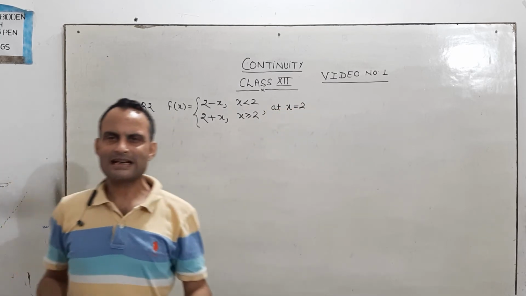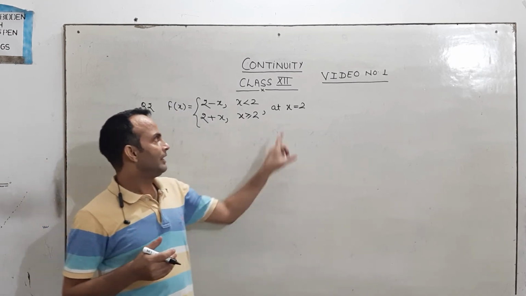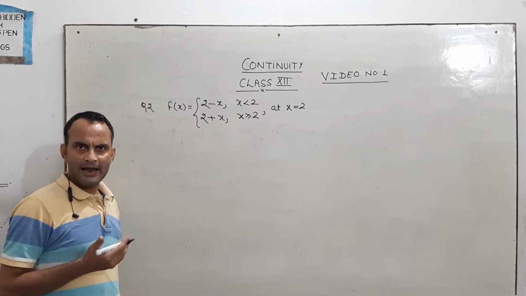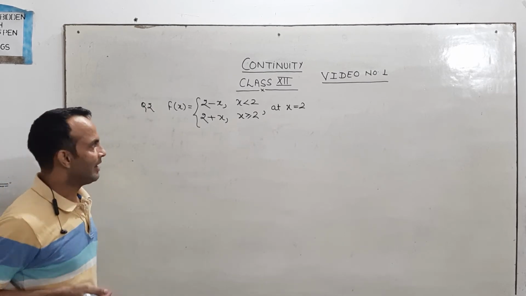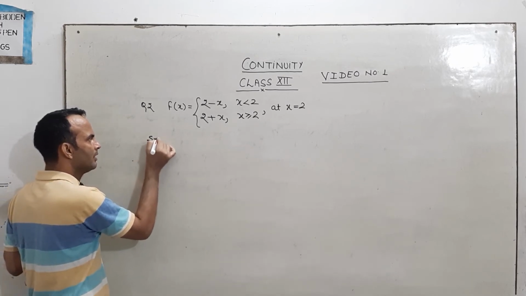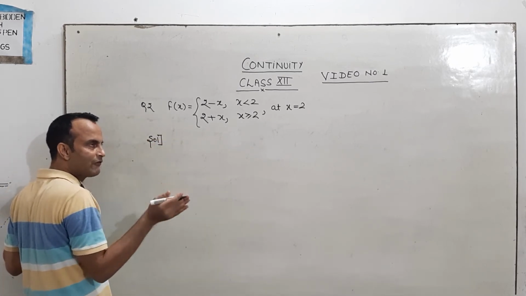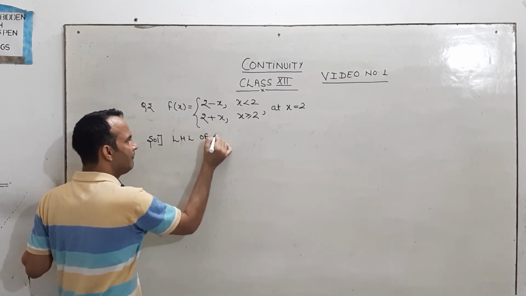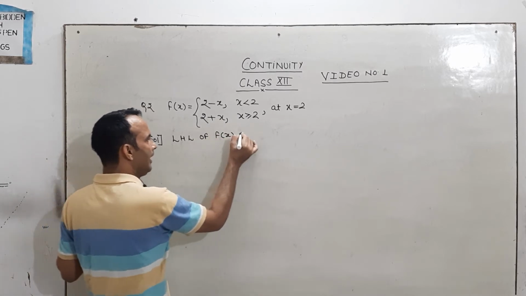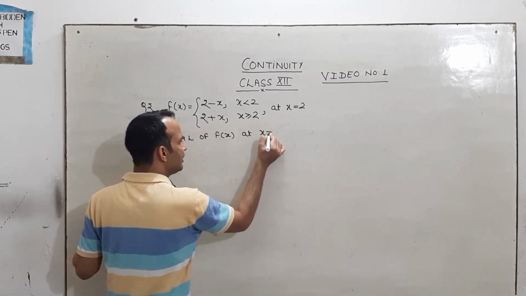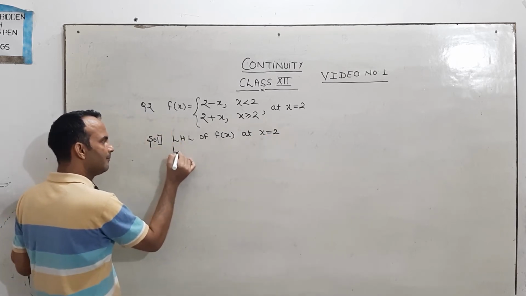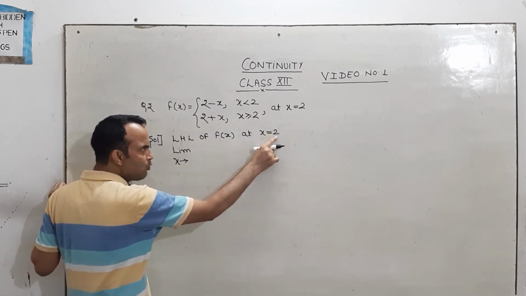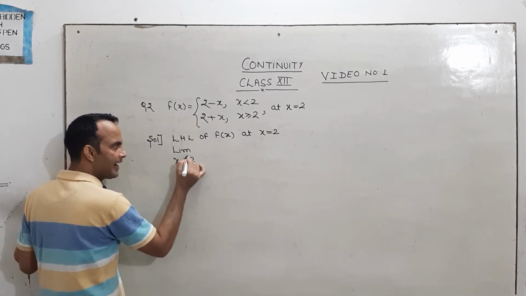We have to discuss the continuity in this problem when the value of x is equal to 2. Now dear students, we proceed in the same way as we have done in problem number 1. Solution. First we have to find the left hand limit, after that the right hand limit. LHL of f(x) at x = 2. Limit x tends to, here what is a? 2 acts as a. That's why a negative of f(x).